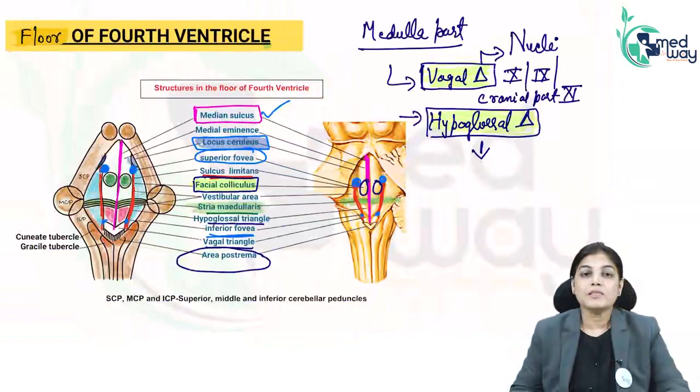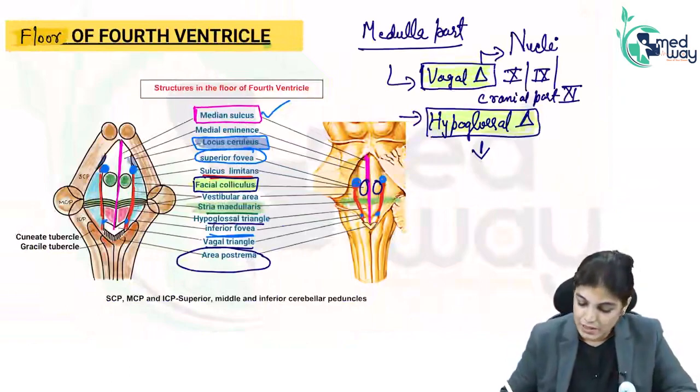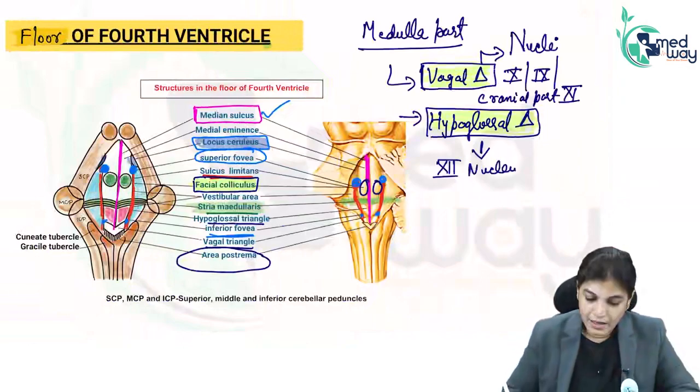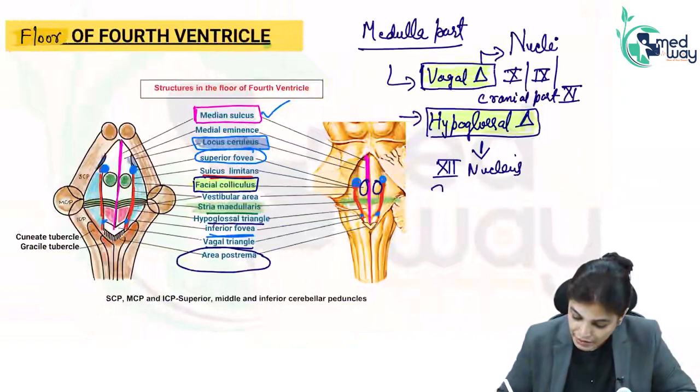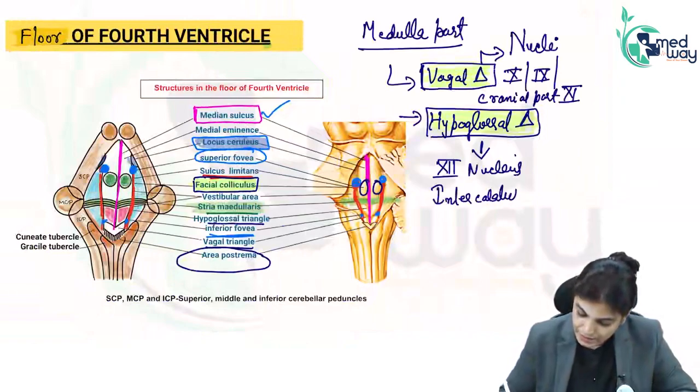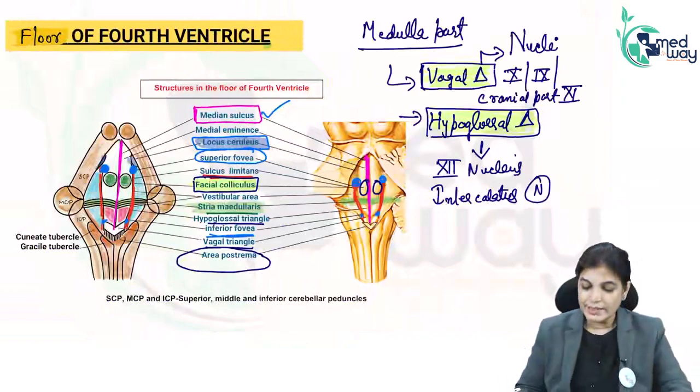So if we talk about the hypoglossal triangular space, it is formed by the nucleus of the 12th cranial nerve, that is the hypoglossal nerve nucleus, which is exactly medial, and if we see laterally in the hypoglossal triangular area, we have the intercalatus nucleus. So all these contents you have to know.